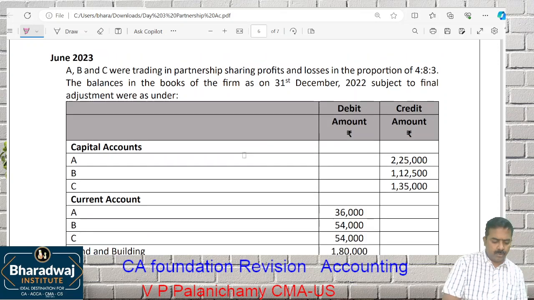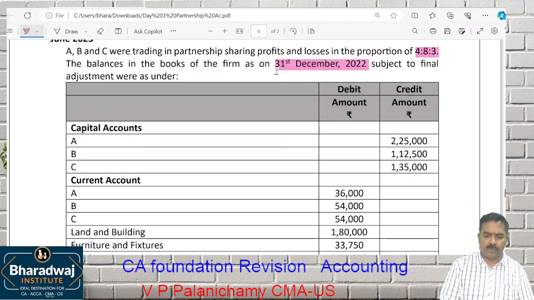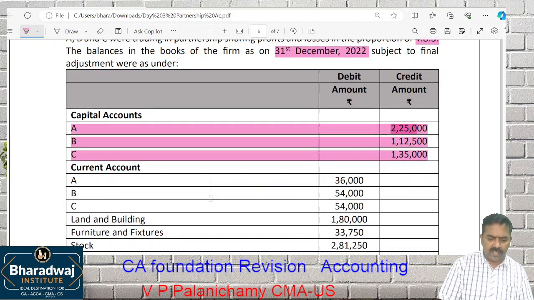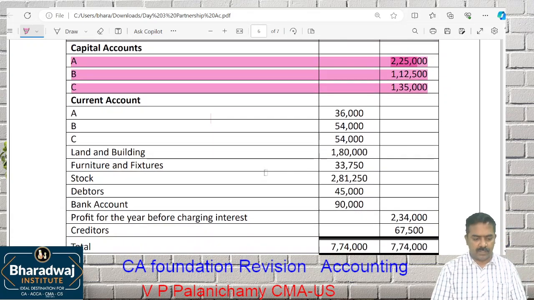Please read the June 2023 question paper. ABC are sharing profits and losses in which ratio? 4:8:3 ratio. The balances are given. Go through the profits and losses in 4:8:3 ratio. Capital account is given for A, B, and C. Current account is given. So capitals are fixed in this question.